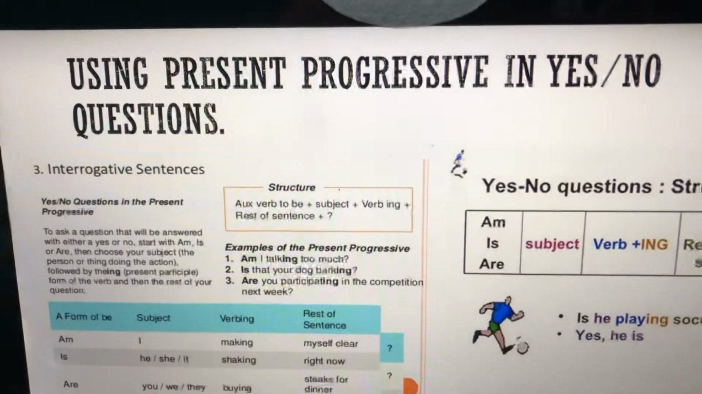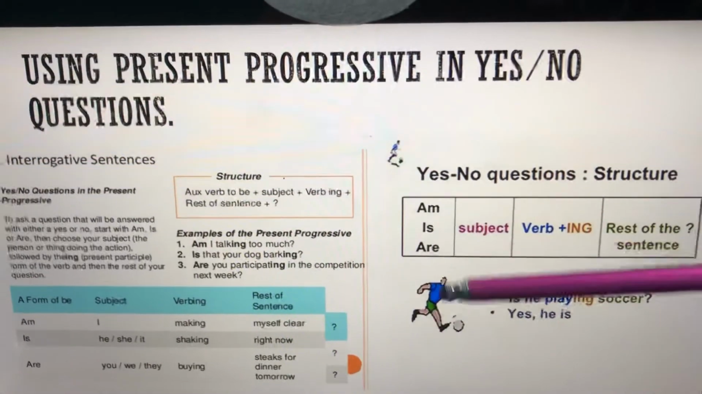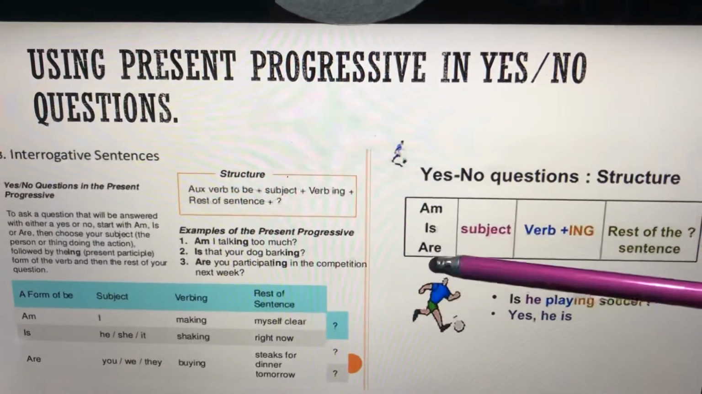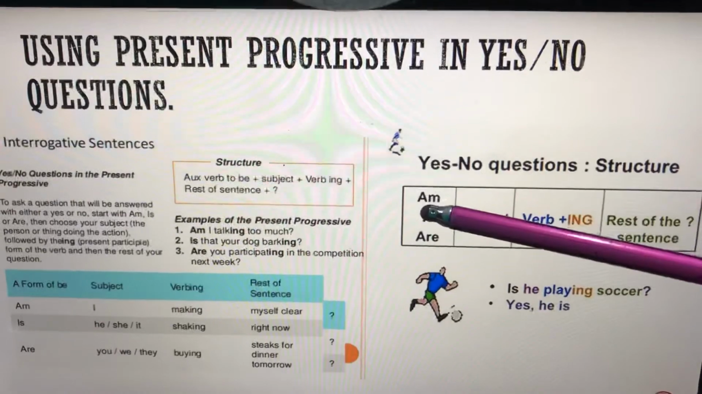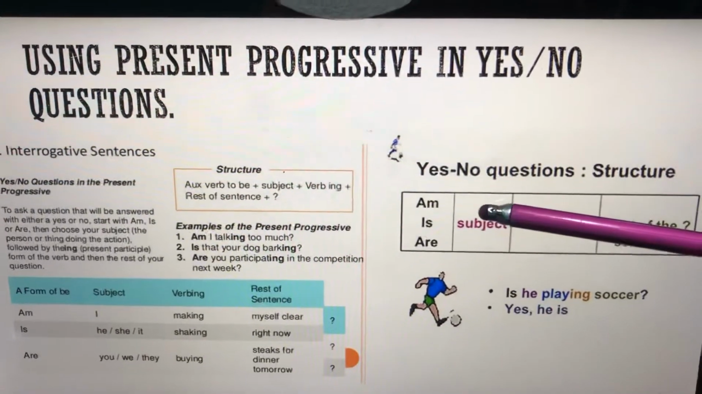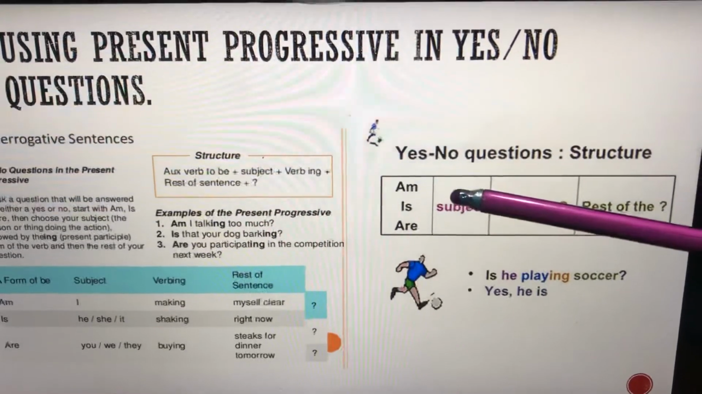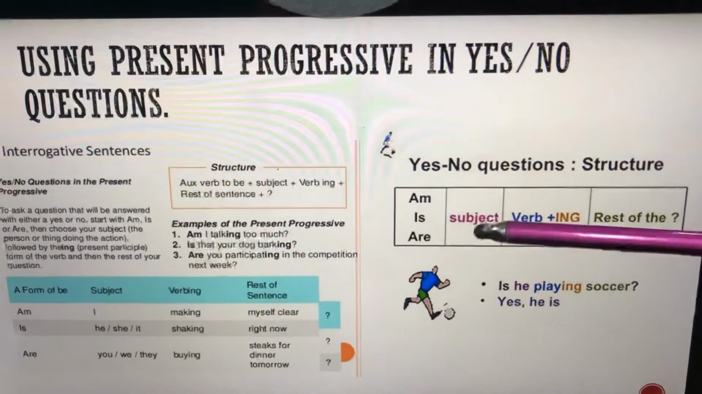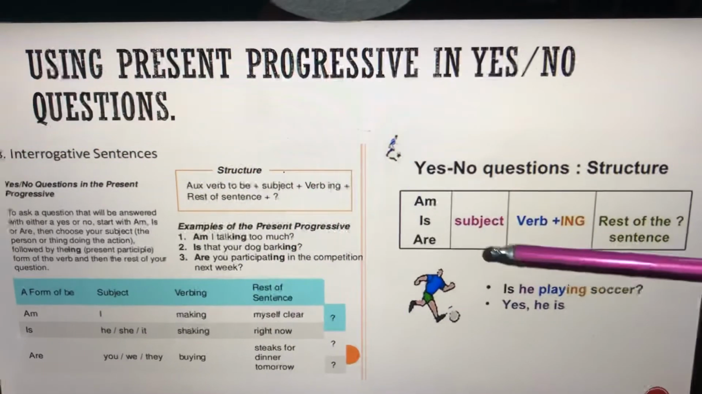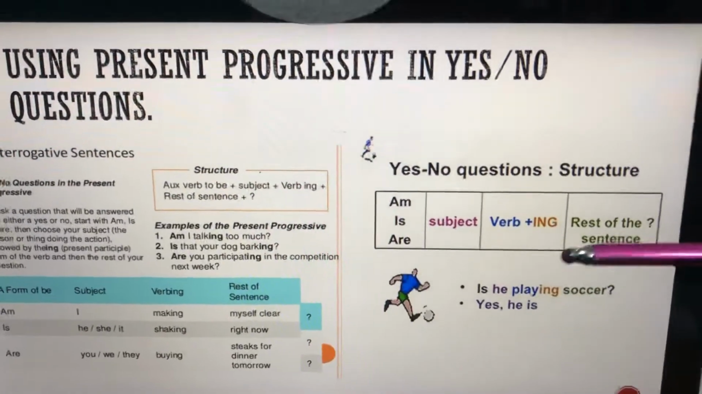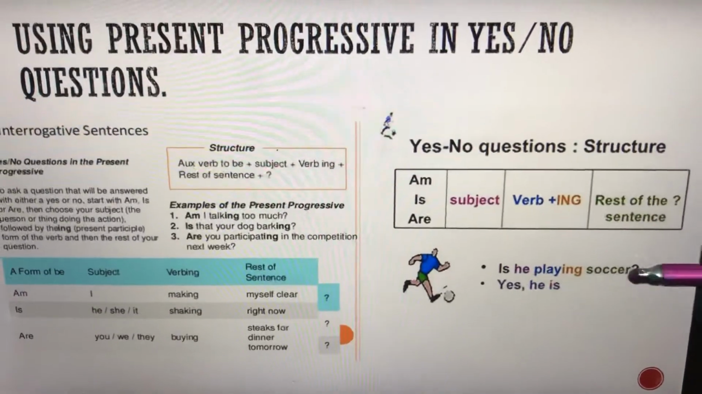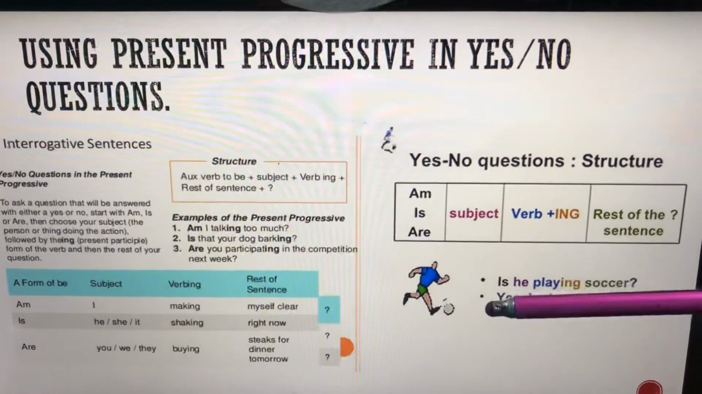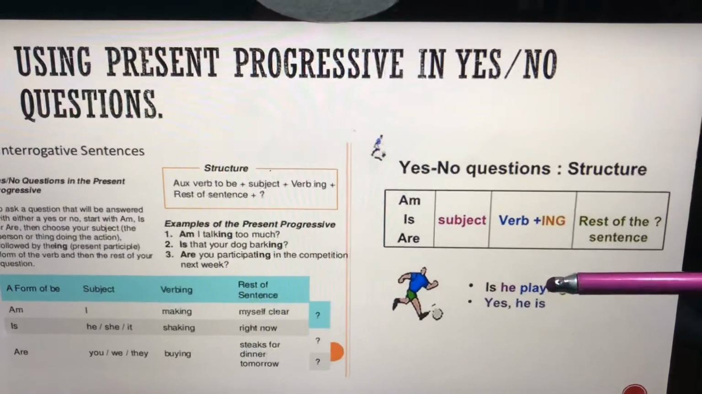Here we have the structure for the yes no question. Here, remember, is what I have just explained to you. The auxiliary is, are, here the subject. For example, if you use am, the corresponding subject should be only I. Am I resting, for example? Am I writing a letter? Is she cooking pasta? Are they studying English? Are you studying English now? Is he playing soccer? Yes, he is, the short answer. The long answer should be yes, he is playing soccer.